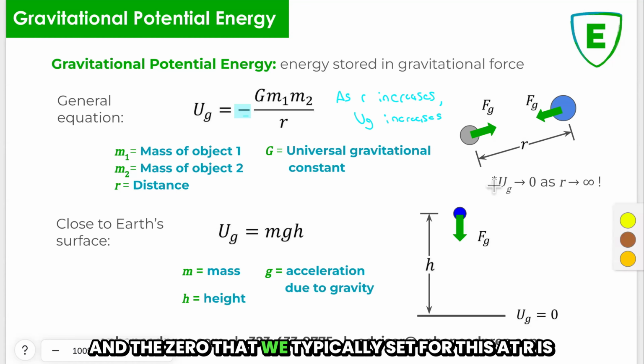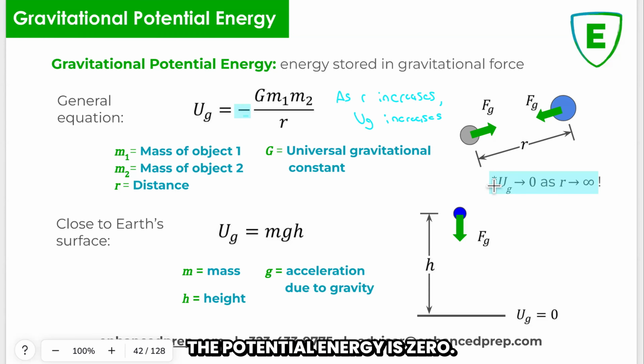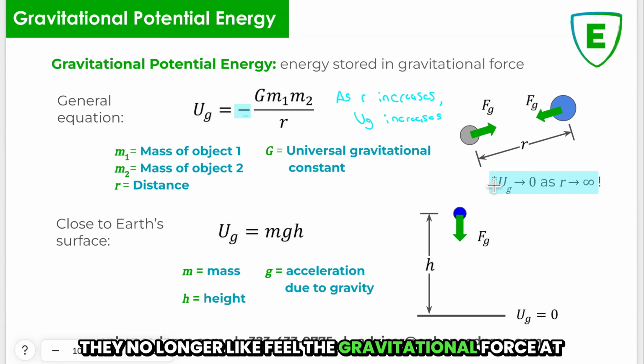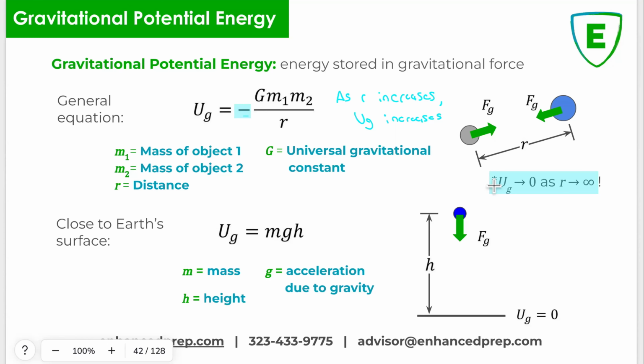And the zero that we typically set for this is at R equals infinity, so when the objects are separated as far as they can be, the potential energy is zero. They no longer feel the gravitational force at that point, so there's no potential energy to talk about.